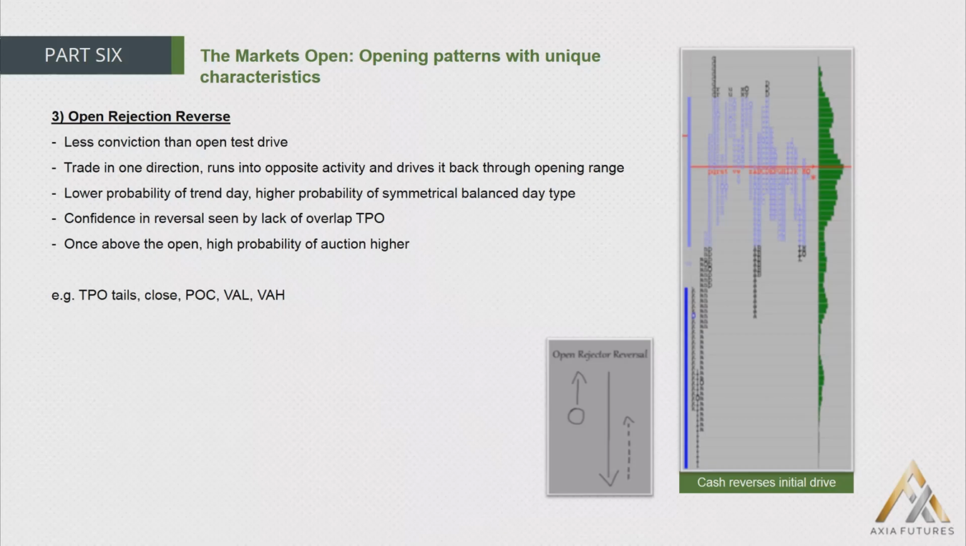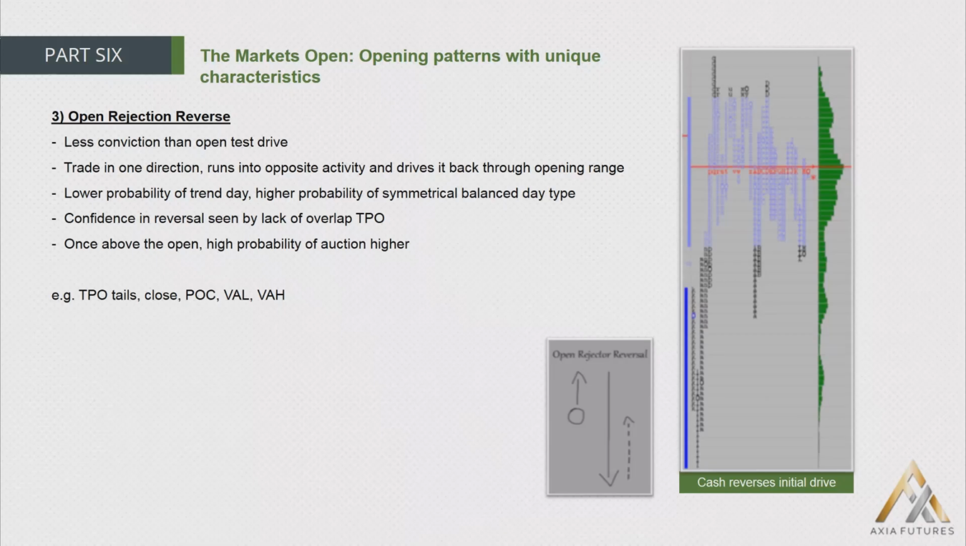It then runs into some, not just responsive buying, but very aggressive initiative buying, and the market very quickly rejects and reverses in the opposite direction. However, we do then for the rest of the day begin to balance out, and what we can see here is just a traditional P-shaped type profile, which is also known as a short covering type day. Note again, confidence in the reversal is seen by a lack of overlap in the TPO.